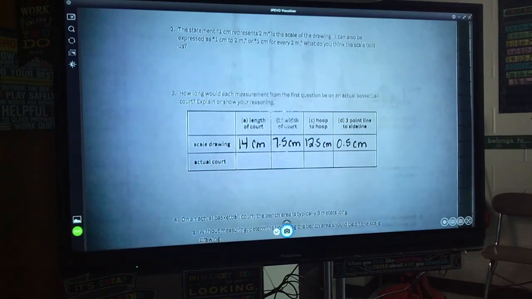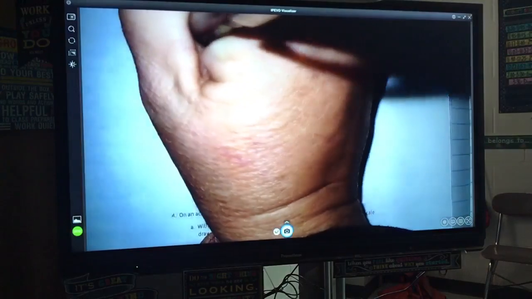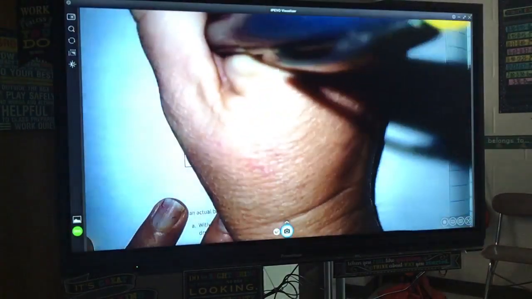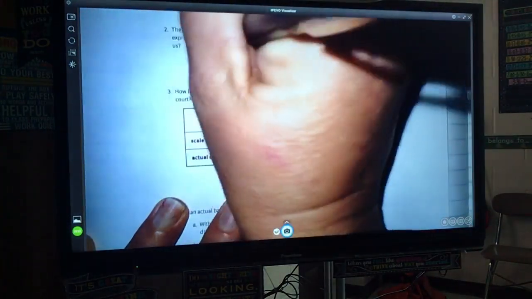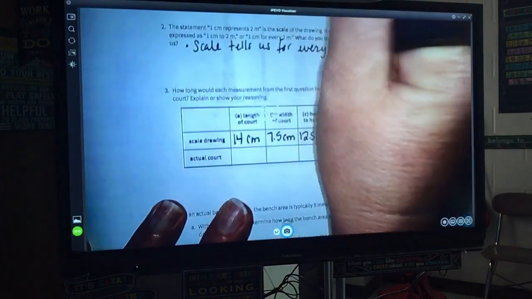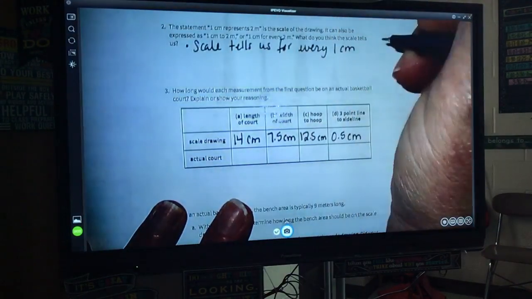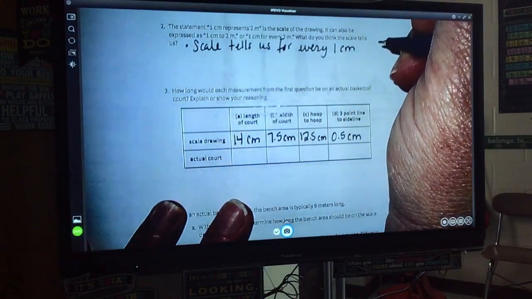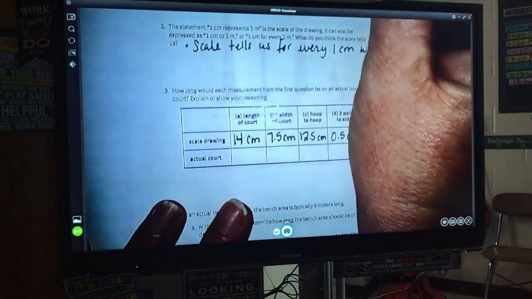Raheem, what did you guys come up with? Listen, the scale tells us that for every centimeter we measure is equal to 2 meters. So we would multiply by 2 to get the number of meters. Okay, so I'm going to steal the first part, so say it again for me. The scale tells us that for every centimeter we measure is equal to 2 meters.